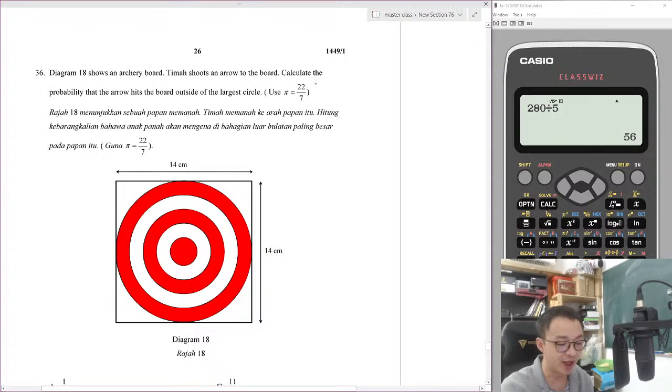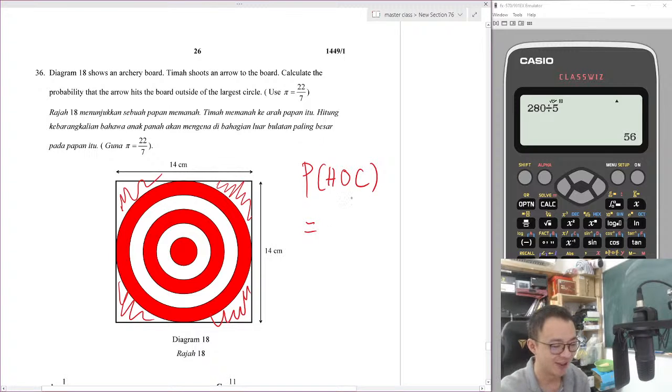Okay, so team, you shoot the arrow to the board. Calculate the probability that the arrow hits outside of the larger circle. Basically means hit here. Okay, so probability of hitting outside of circle. Okay, just some short form. Yeah, at least you know where to hit. So I want to find the area outside of the circle. So I will use 14 square, which is 14 times 14, minus the circle.